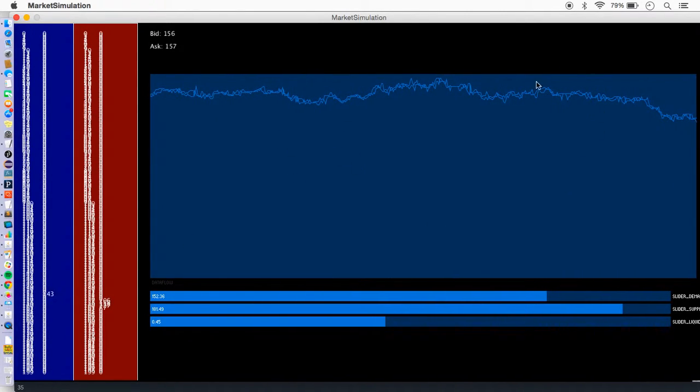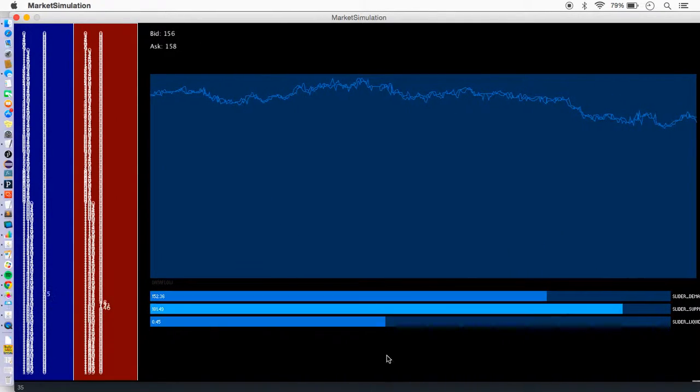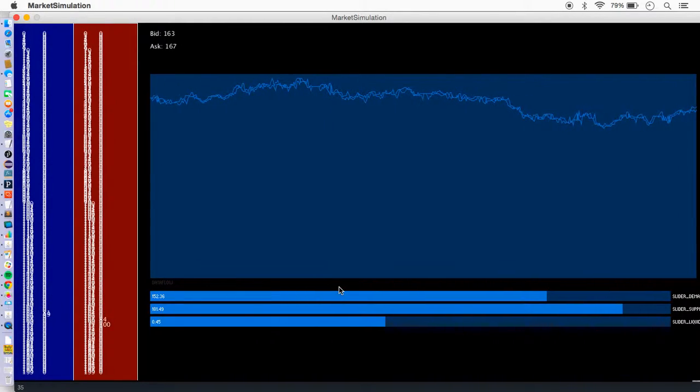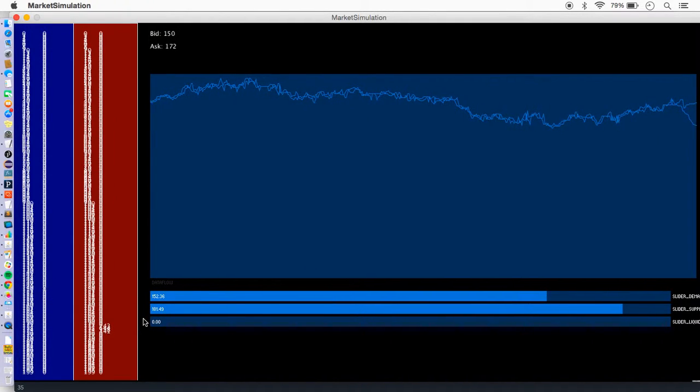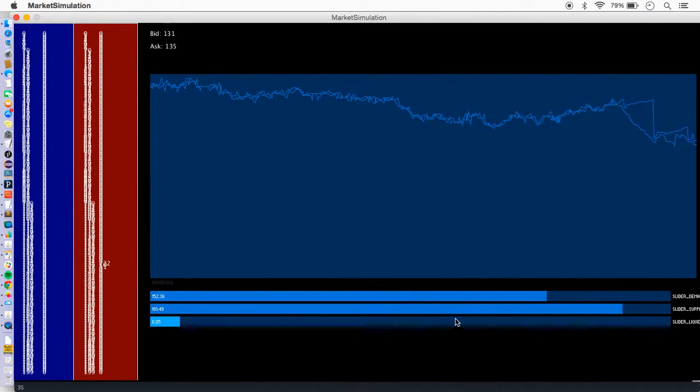So over here, this is the historical tick flow. This is the current bid and ask. And these are obviously the environment conditions. And what I've noticed is if the liquidity is lower, the price tends to move a lot quicker. It tends to move a lot quicker if you have less liquidity.